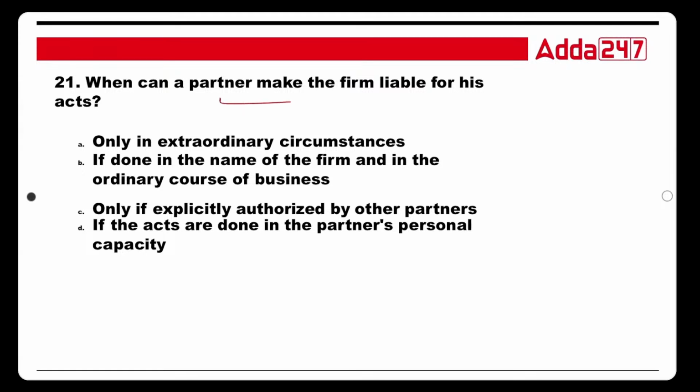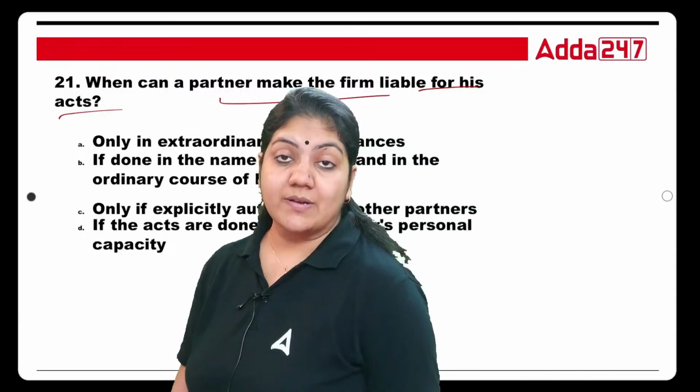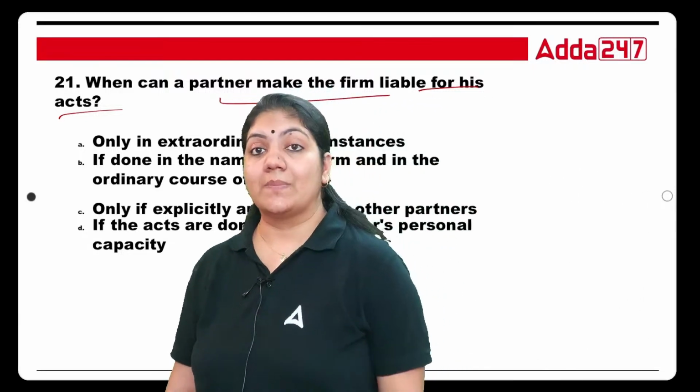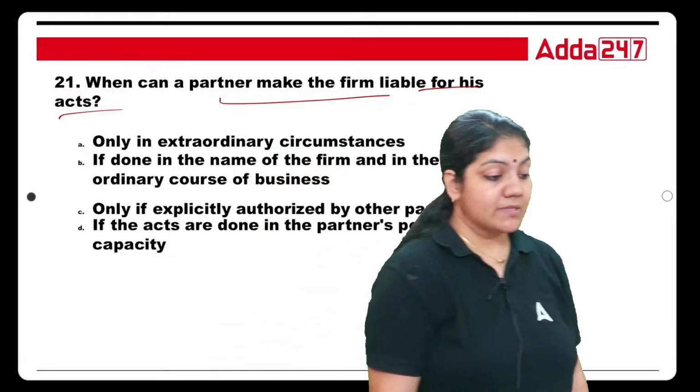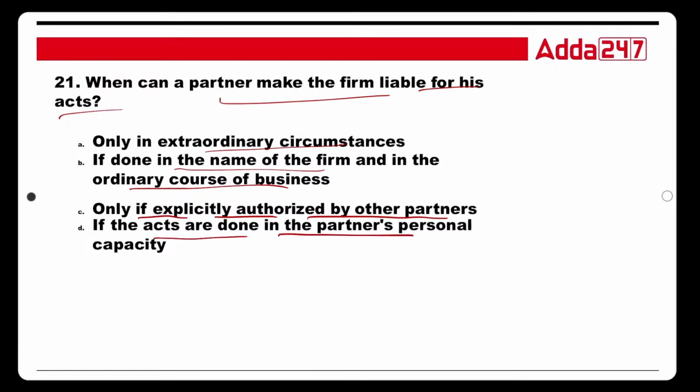How can a partner make the firm liable for his act? As we know, if we go through the concept of the Partnership Act, if one partner does any act, for that act all the partners are liable. Okay, so when does a partner make a firm liable for his act? Only in extraordinary circumstances, if done in the name of the firm in the ordinary course of business, only if explicitly authorized by other partners, or if the act is done in the partner's personal capacity. What is the right answer?